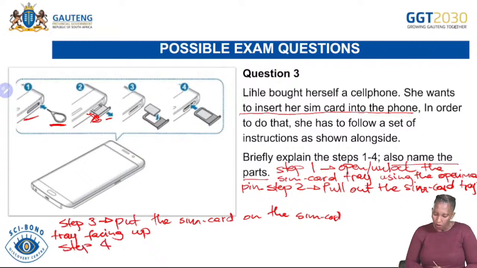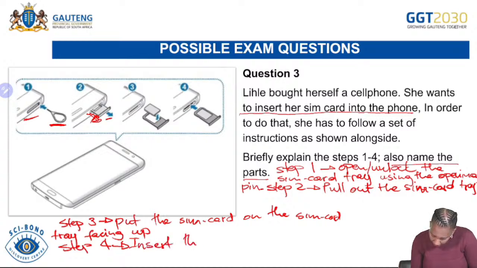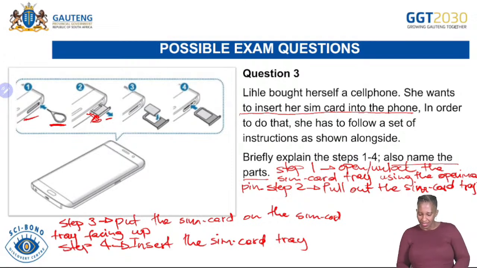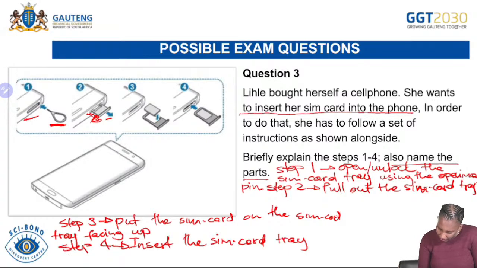And then step number 4. What do we do now? We insert now. We push it back now. We insert the SIM card tray, or we insert the tray with a SIM card. So you can say a SIM card tray or a tray with a SIM card in it, and then we put it in the phone. So we insert the SIM card tray in the phone now.